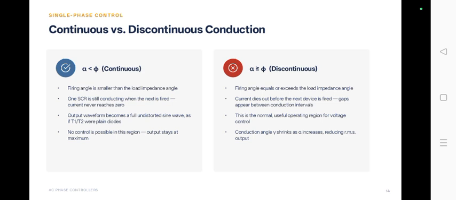Output stays at maximum. Alpha greater than or equal to phi means discontinuous mode. If the firing angle is equal to or exceeds the load impedance angle, the output current dies out before the next device is fired, and gaps appear between the conduction intervals. This is the normal useful operation region for output voltage control. The conduction angle gamma shrinks as alpha increases, reducing the RMS output.